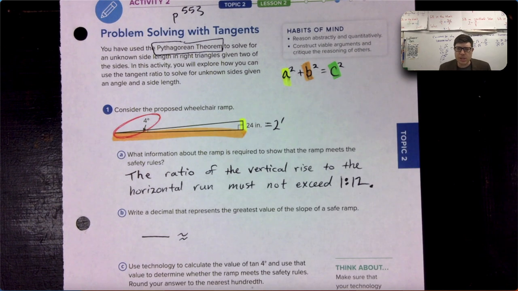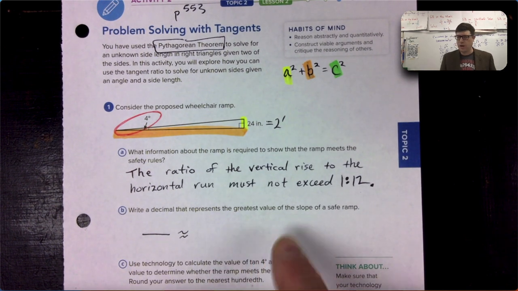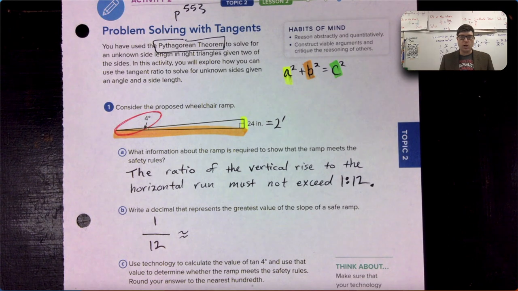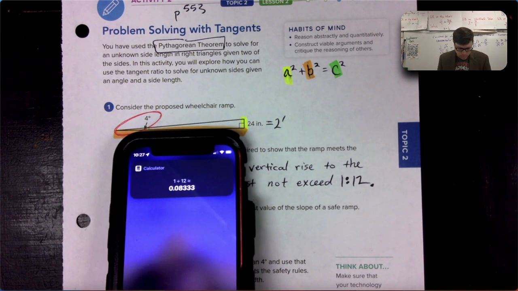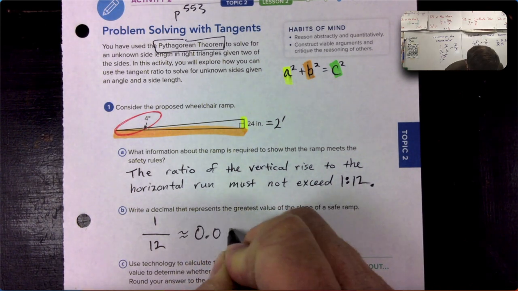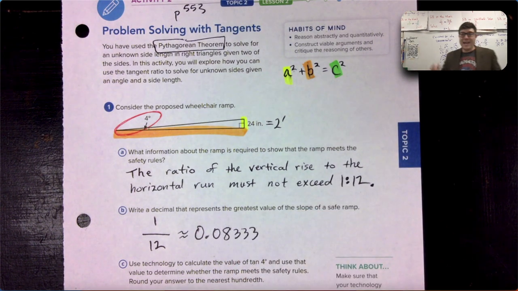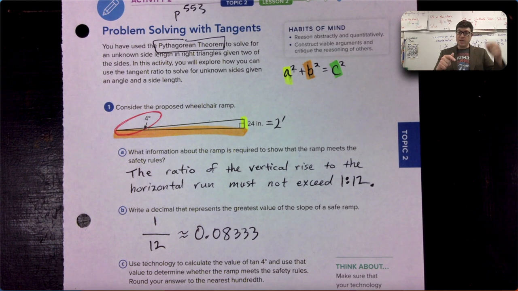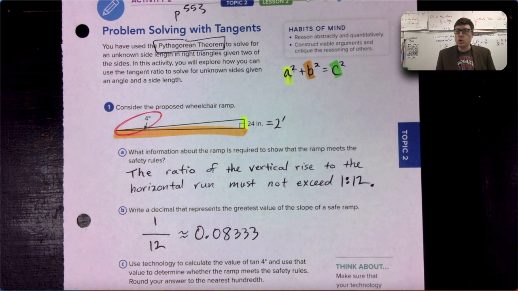Write a decimal that represents the greatest value of the slope of a safe ramp. So I'm going to take that 1 to 12 ratio and write it as a fraction, 1 over 12. Hey Siri, what's 1 divided by 12? Remember, fractions mean decimal. 0.08333. So approximately 0.08333. Any ratio that is bigger than 0.08333 is a ratio of the opposite side to the adjacent side that is too great. It's too large of a ratio to really be safe, okay?